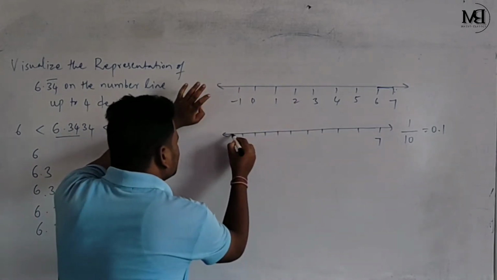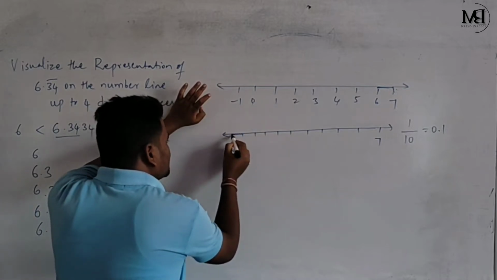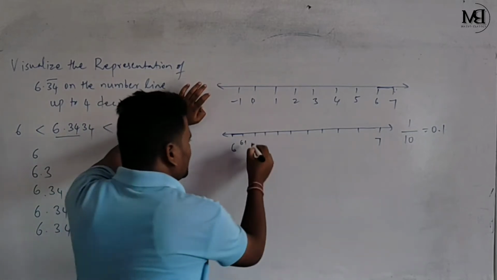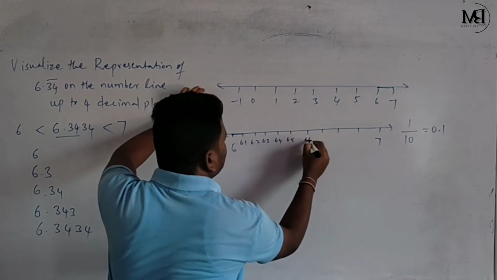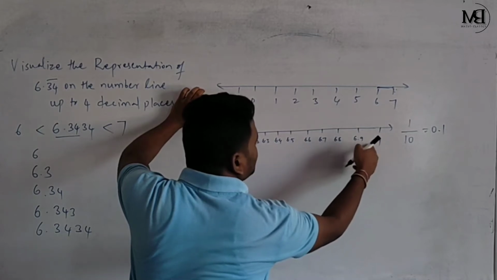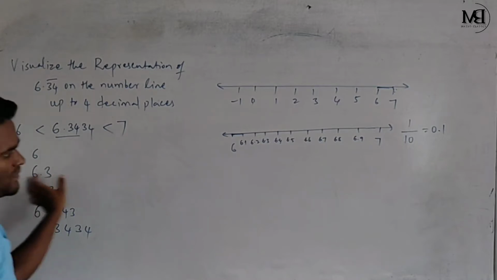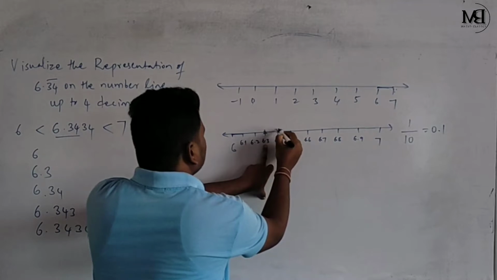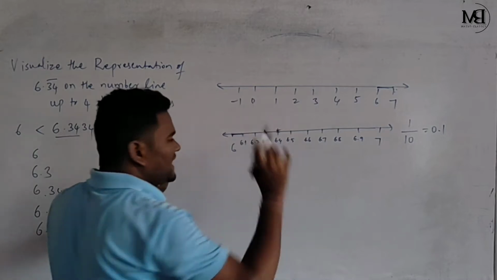Okay. It is 6, and the distance between these two means this part is equal to 0.1. 6 plus 0.1 will be 6.1, then 6.2, 6.3, 6.4, 6.5, 6.6, 6.7, 6.8, 6.9, and 6.9 plus 0.1 is equal to 7. Now I got the location of 6.3, and this is 6.4. Now this 6.3434 is in between 6.3 and 6.4.